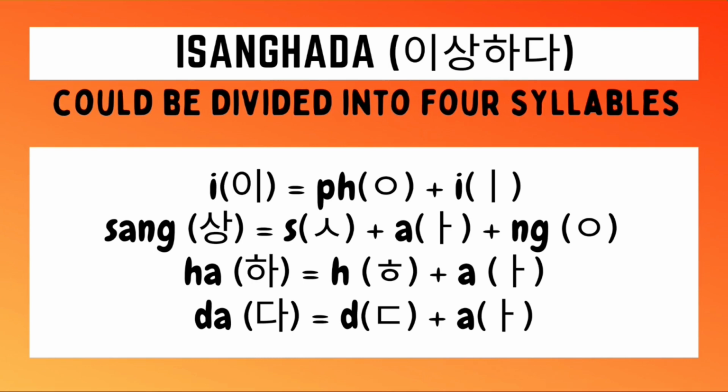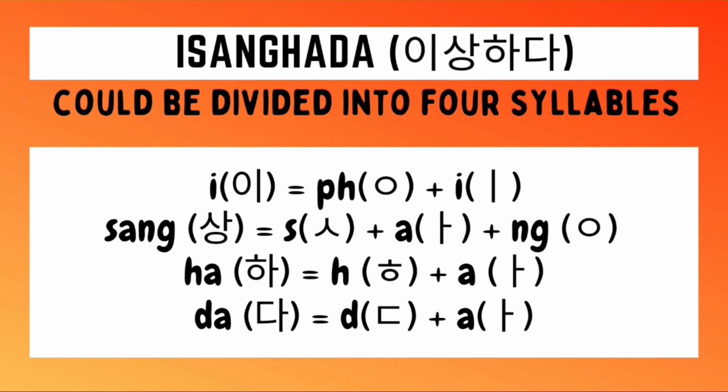Now, how do you write 이상하다 in Hangul? This is composed of four syllables. For the first syllable, I, we need to draw first a no sound or placeholder iyang, followed by an I character. For the second syllable, sang, we need to draw first a siot character, followed by an a character, followed by an iyang character. For the third syllable, ha, we need to draw first a hiot character, followed by an a character. And then for the last syllable, da, we need to draw first a dikit character, followed by an a character. So that's four syllables in all.